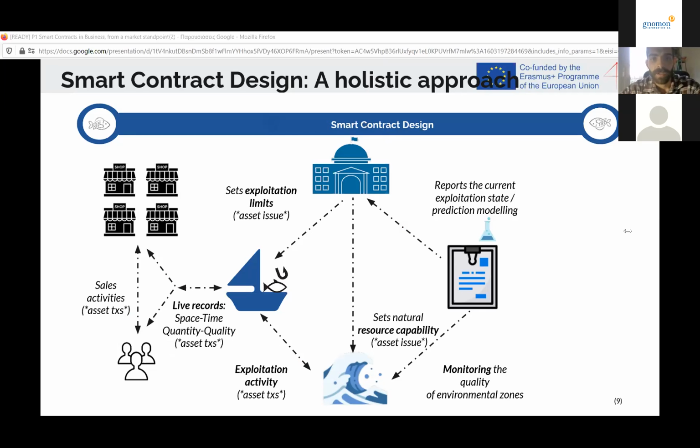We have the wallets of the control sector, where you can see the government at the top, and the research organizations that gather the data and control and administrate the whole procedure, their wallets. And of course, we have the production sector, where we have the environmental zones and the fishing vessels that represent a realistic market approach.